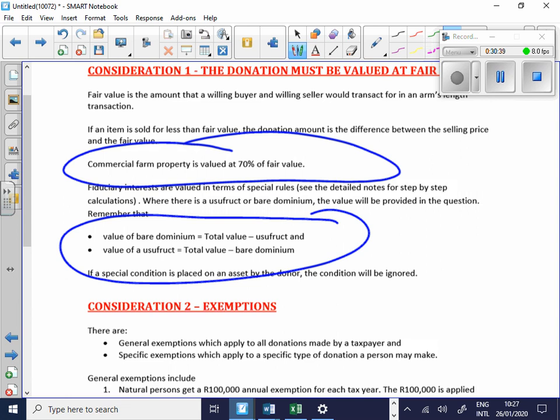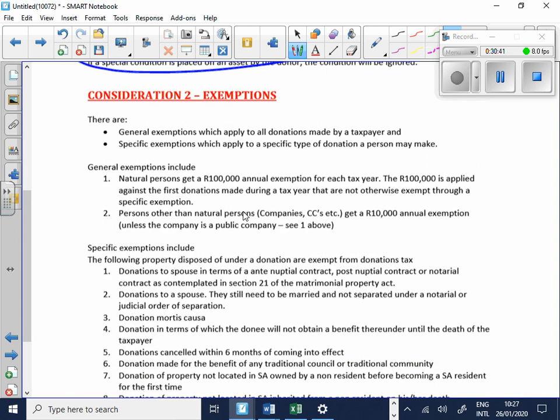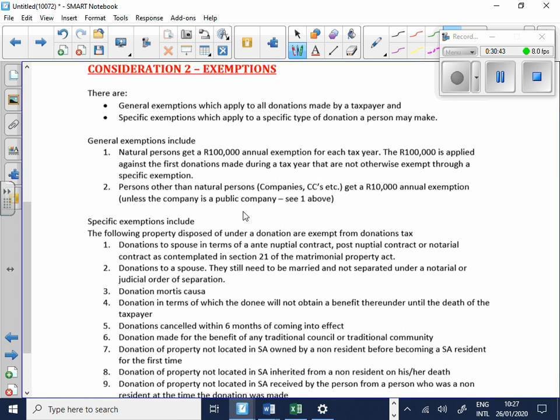Exemptions. Let's just run through some of the exemptions. I'm going to go through them. So guys, there's general exemptions and specific exemptions. Now tell me, which one do you think needs to be done first?